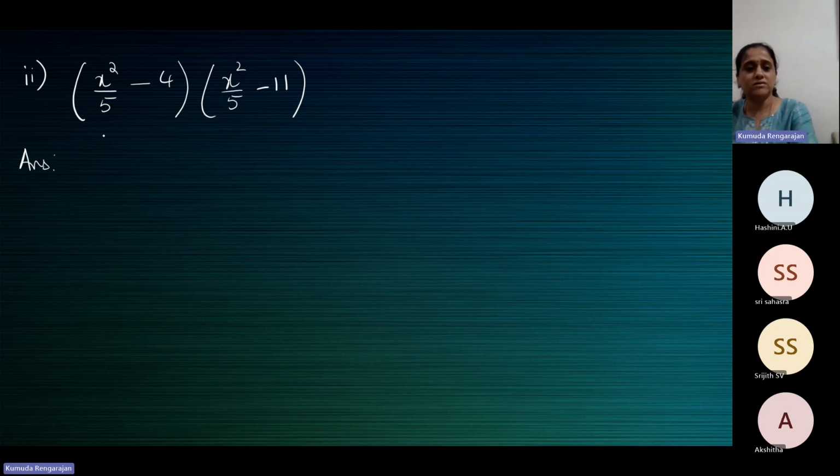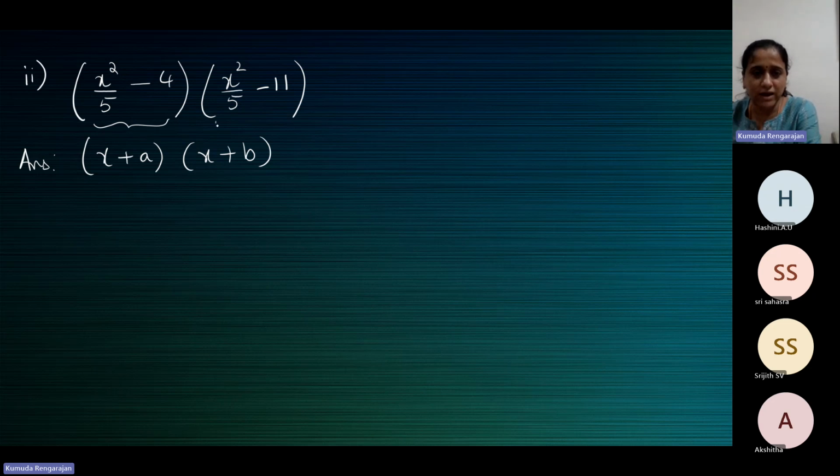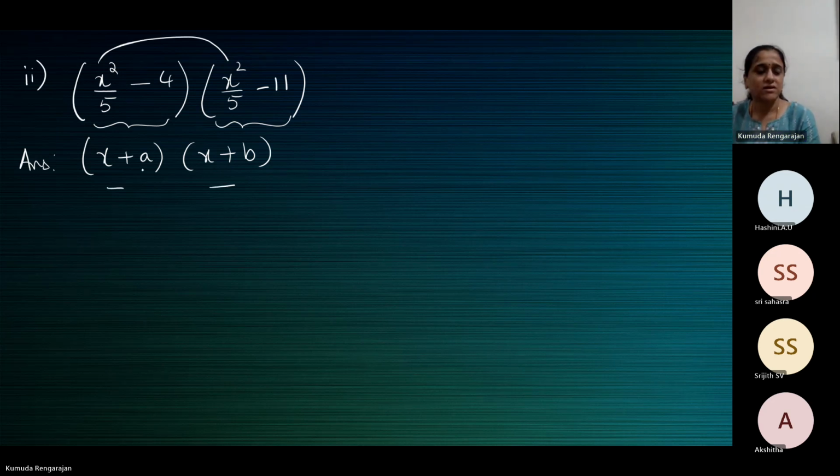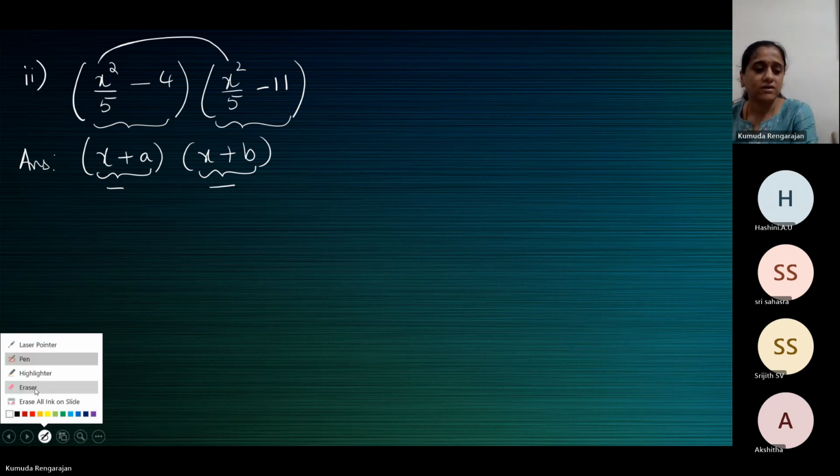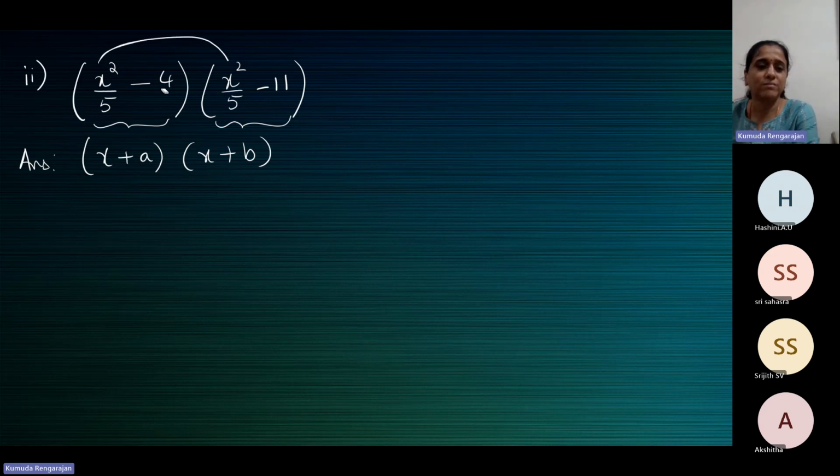So the identity is x plus A into x plus B, because in the question expression, we see two brackets, each bracket with two terms. And the first term is the same in both the brackets. So see here, we have two brackets, two terms each, x plus A, x plus B. The first term is the same in both the brackets, x. The second terms are different, A, B, minus 4, minus 11.